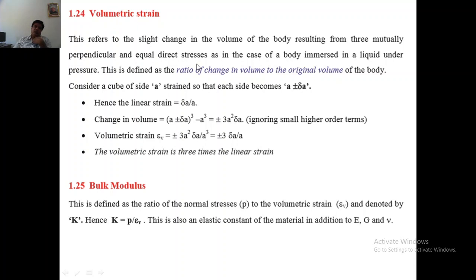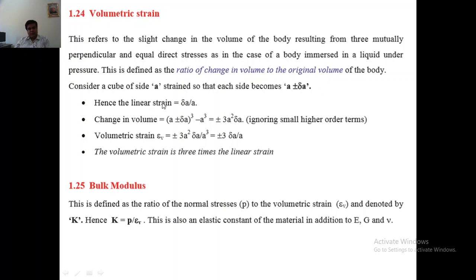So when you apply load in 3 dimensions, 3 mutually perpendicular directions, which is equal in quantity, what happens is there will be change in volume. So directly we can apply the formula for strain. So formula for strain is change in length by original length for linear strain. If it is volumetric strain, it is simply change in volume by original volume. So volumetric strain, as the name indicates, is volume change. That is nothing but change in volume to the original volume.